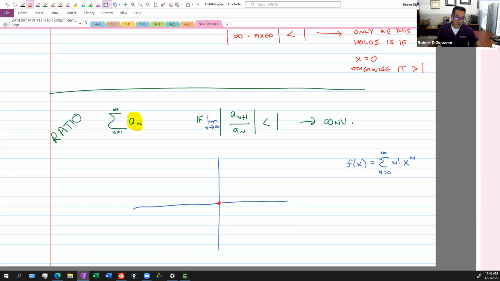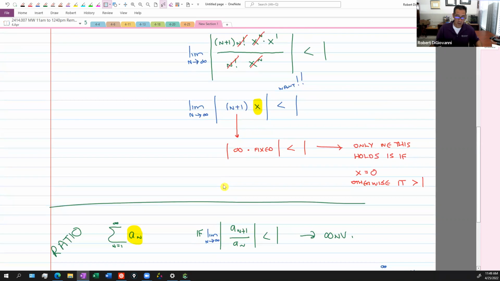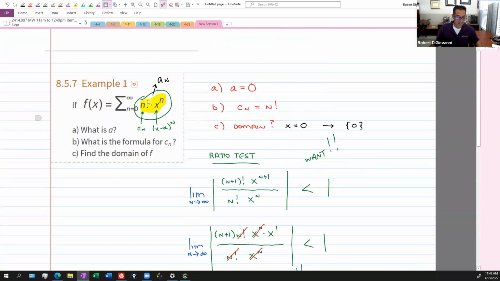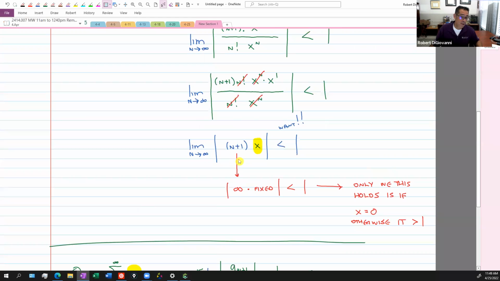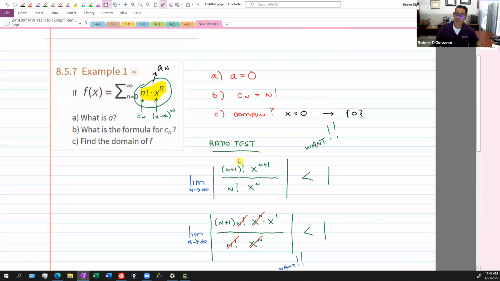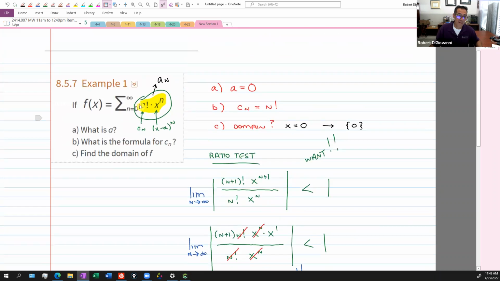Not a very useful function. But the illustration, the thing I wanted you to see in this example, is that it is possible to have a power series defined in such a way that it only converges at a single point. They're not very useful, but it's possible that you only have one point in the domain.